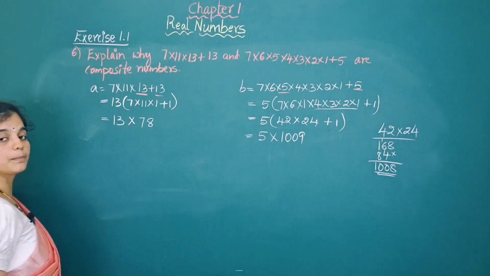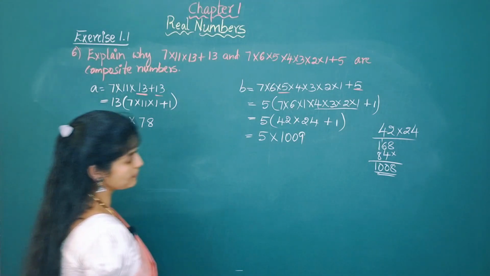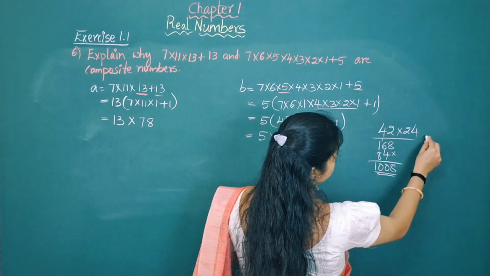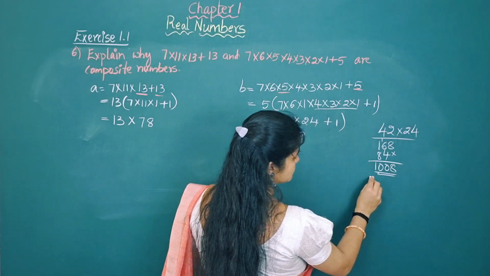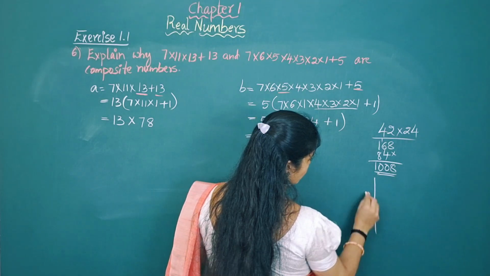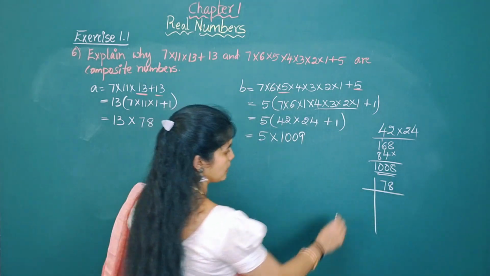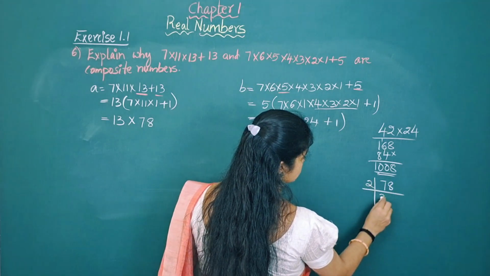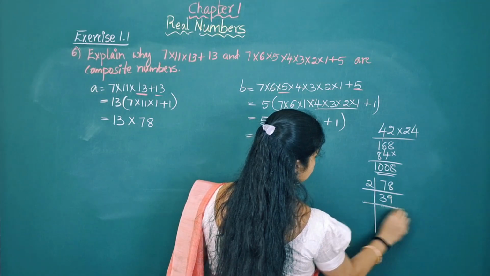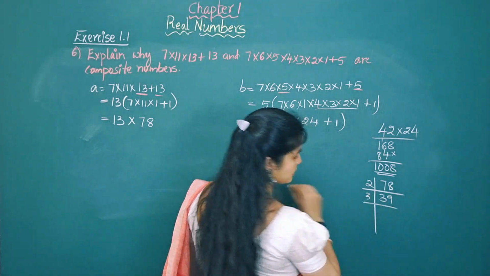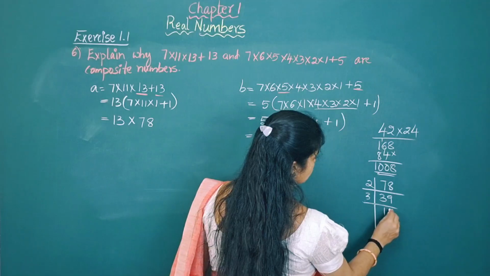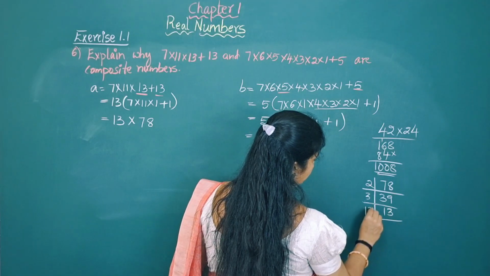Let us prime factorize the number 78. I will just write it here. Prime factorization of 78. So let's divide it by 2. 2 3s are 6. 2 9s are 18. Let's divide this by 3. 3 1s are 3. 3 3s are 9. So 13 is a prime number.